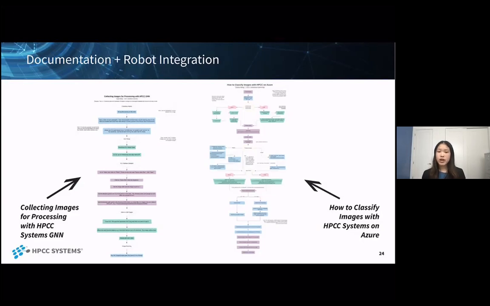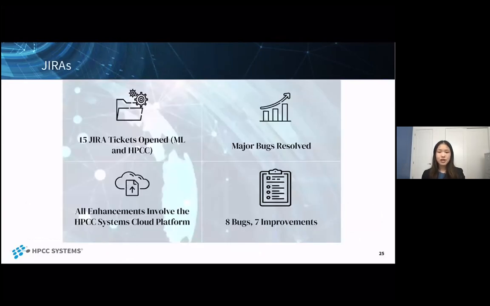The flowchart on the right is generic for anyone wishing to use the HPCC Systems GNN model, either on the cloud or locally. It explains how to set up everything, prepare GNN development, develop the GNN model and train with data, and also finally predict a new image. And here's an overview of the JIRAs that I opened. So throughout this internship, I opened 15 JIRA tickets with some of the major bugs resolved and documented 8 bugs and 7 improvements, with all of them enhancing the HPCC Systems cloud platform.